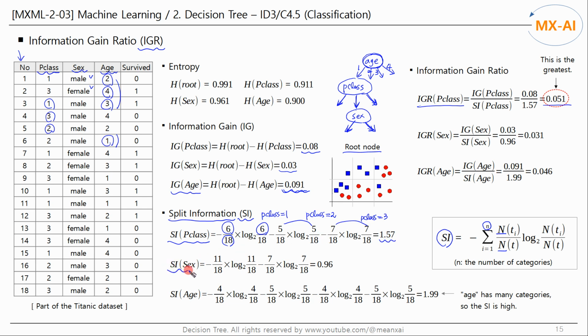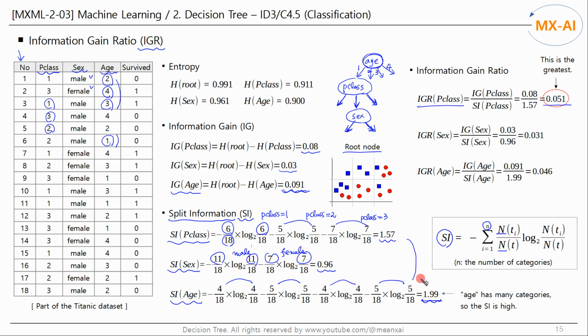Next, let's calculate the SI of sex. There are 11 data points where sex is male and 7 data points where sex is female. Then the SI of sex is 0.96. If we calculate the SI of age in the same way, we get 1.99. Age has many categories, so the SI is high.